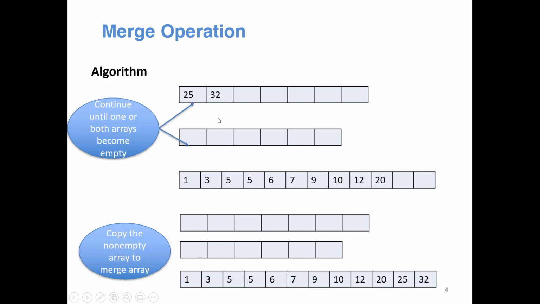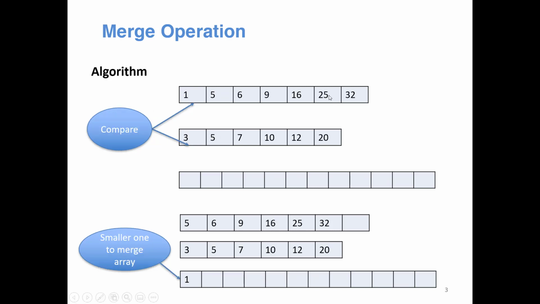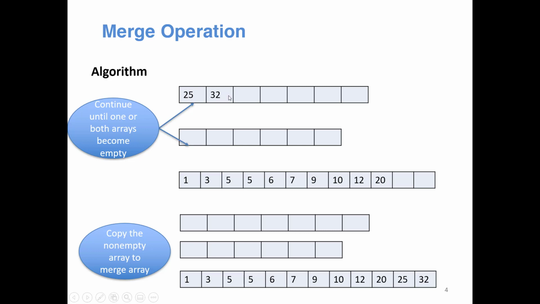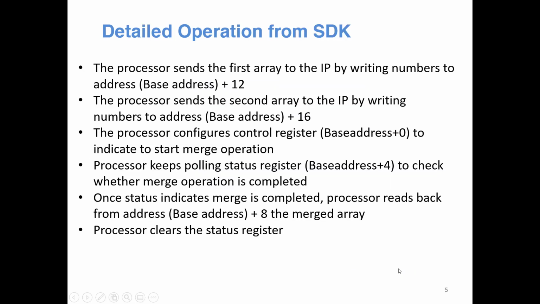So you will continue this until either both arrays become empty or one of the arrays becomes empty. In our case, the second array became empty and the first array still has two elements. So whichever array is not empty, in this case you will continuously read from there, because there is nothing in the second array for comparison. You continuously read from the non-empty array and fill the merged array, and you will have the merged array. So this is the general algorithm for the merge operation.